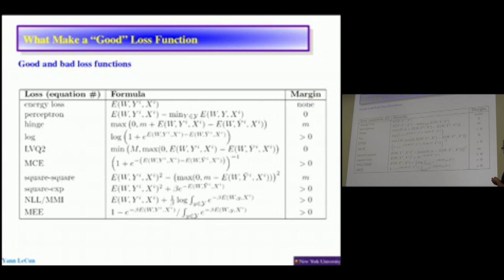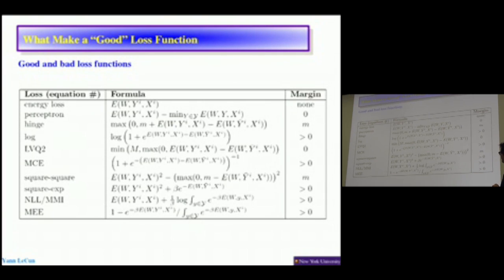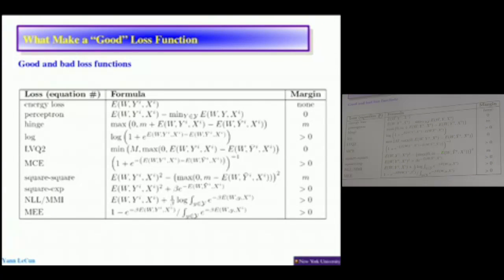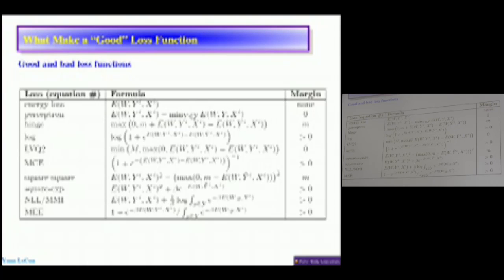LVQ2 has a zero margin, unfortunately. NCE has a margin larger than zero, but it's not clear what it is. Square loss has a margin. Square exponential has a margin, probably infinite. Negative log likelihood has a margin, which is infinite. So this is kind of the generalized version of that, if you want. This is another loss that people use in speech recognition, which I'm going to go into.